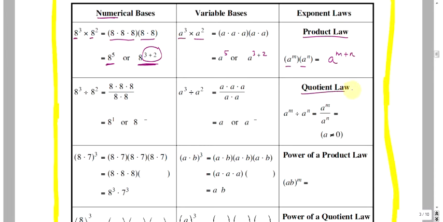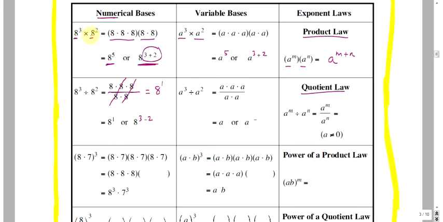Quotient law is very similar. Only you don't add them, you... Let's just look at this. A cubed, that's 8 times 8 times 8. Divided by, that's not how you want to write divided by in Math 10. You want to write it as that line over a squared, 8 times 8. What's 8 divided by 8? 1. Get rid of it. 8 divided by 8 is 1. Get rid of that one. What do I have left? Just an 8. What is 3 minus 2?